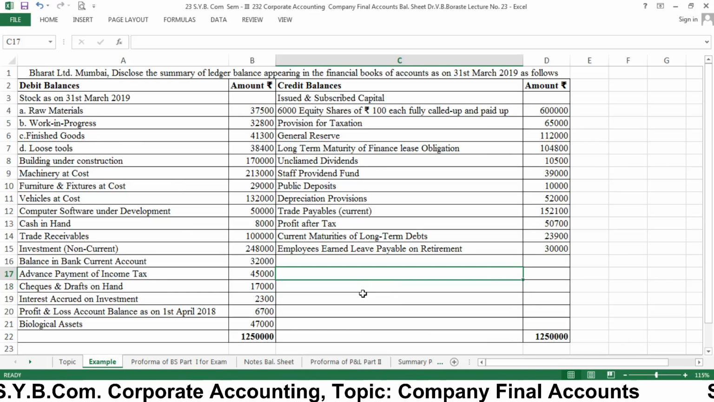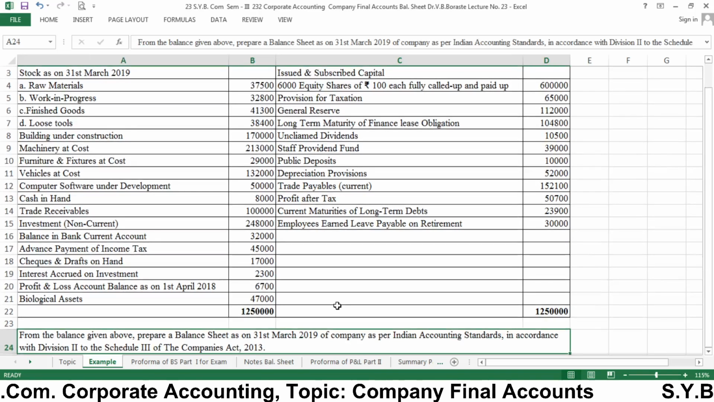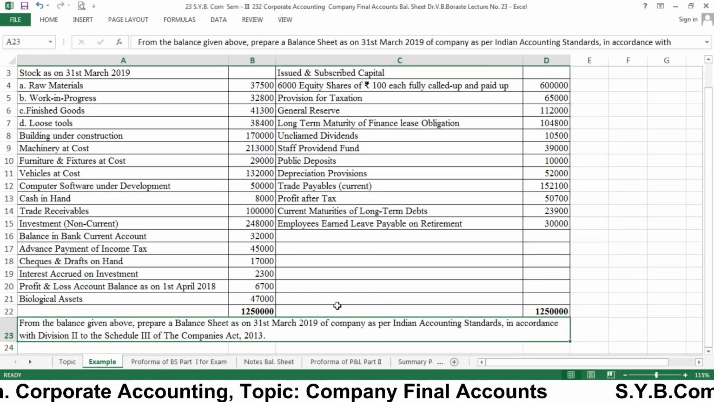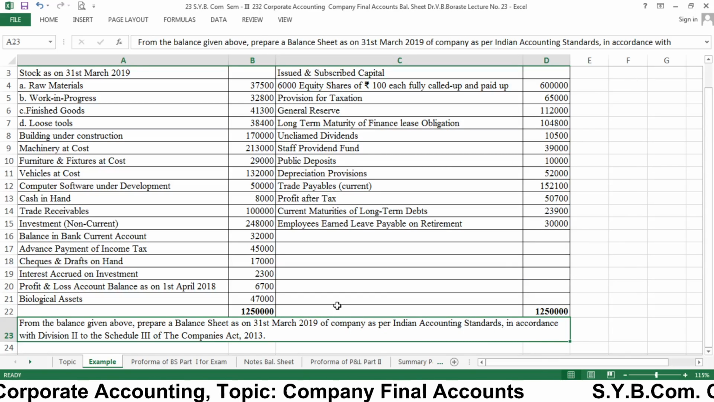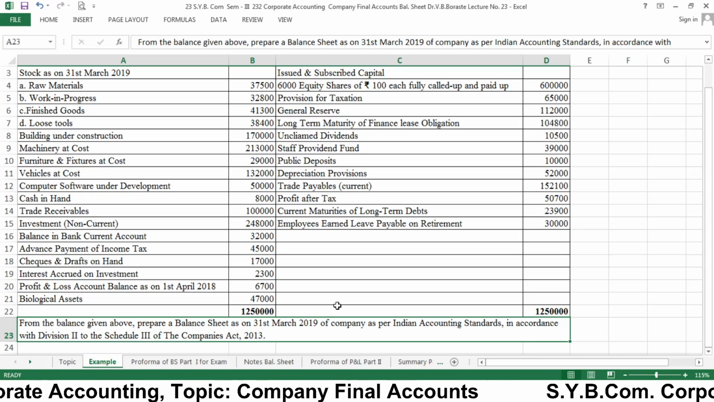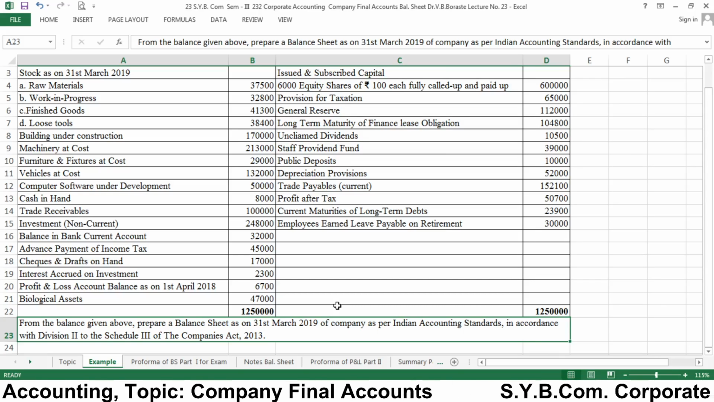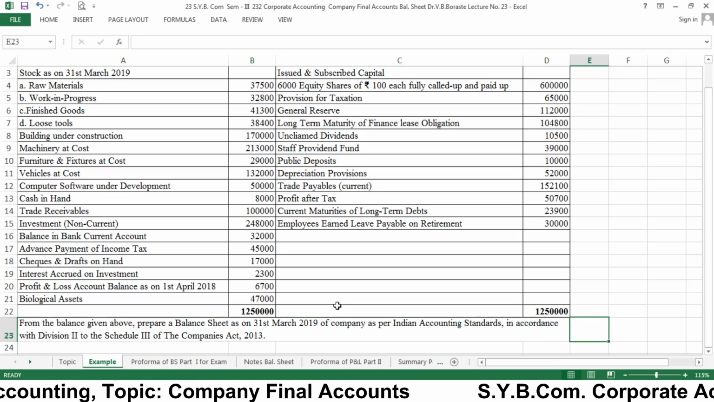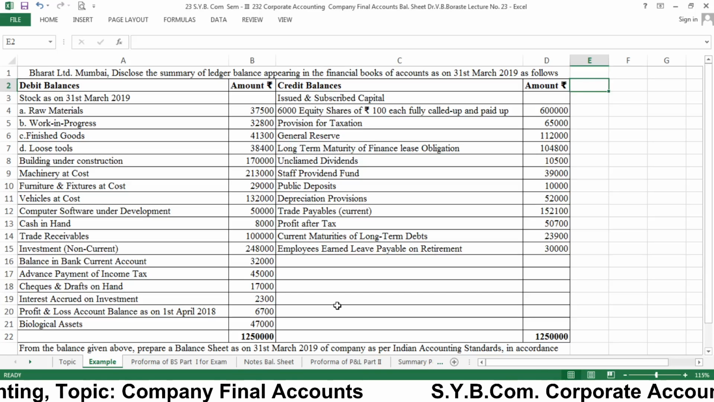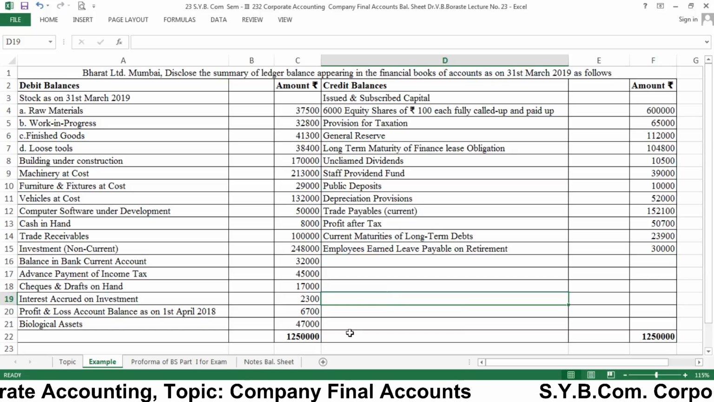So let us start the solution and see what has been asked. Read this one: from the balances given above, prepare the balance sheet as on 31st March 2019 of the company as per Indian Accounting Standard in accordance with Division 2 of Schedule 3 of the Companies Act 2013. So you have to prepare a balance sheet as per the Companies Act 2013. So let us start the solution.